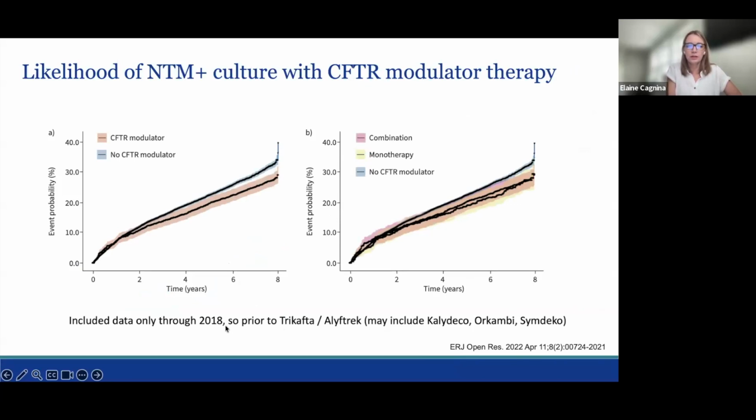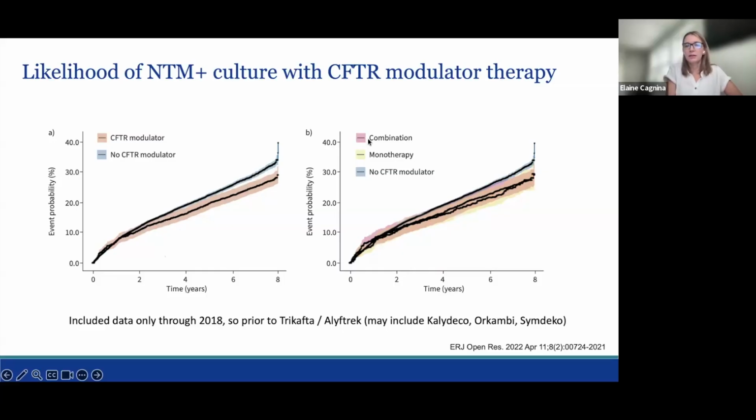This was published in 2022, but only included data through 2018. So this was all collected prior to Trikafta or Alyftrek, which are considered the highly effective modulators. But this would include Kalydeco, Orkambi, and Symdeko. And this is looking on the y-axis at the likelihood of having an NTM positive culture over time. If you're not on a CFTR modulator, you are more likely to have an NTM positive culture than if you are on a CFTR modulator.